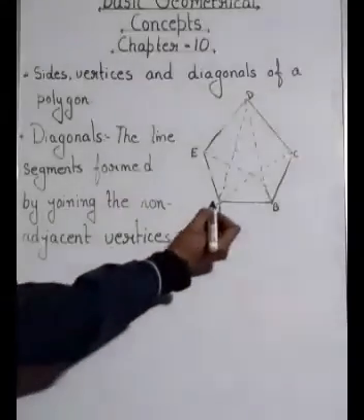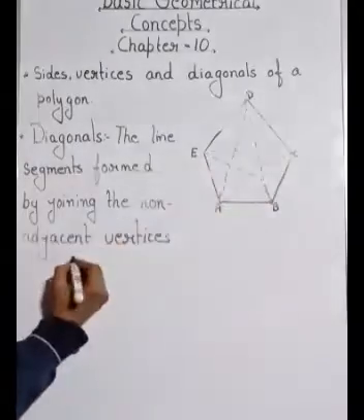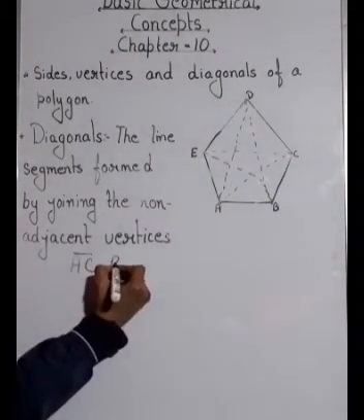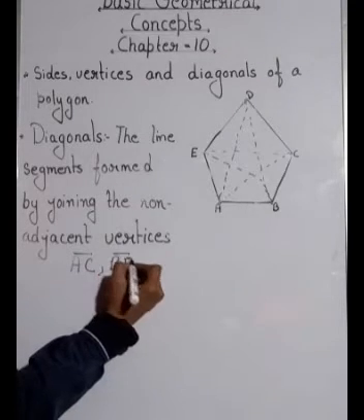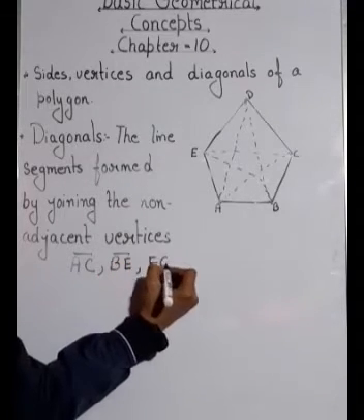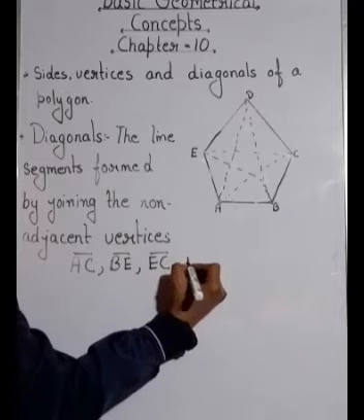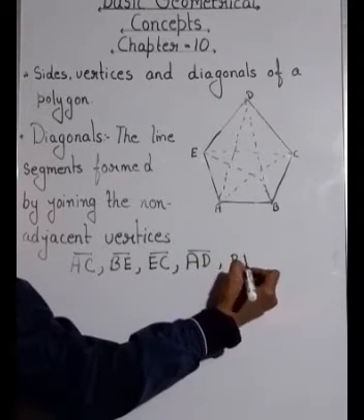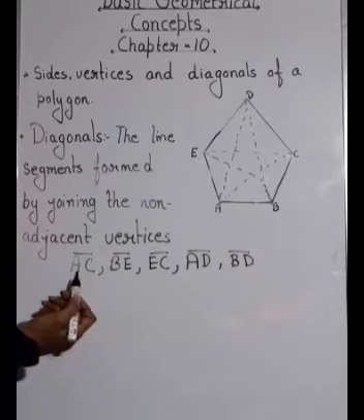So what are we getting? First we are getting AC. So you will write AC, then your BE, okay, then your EC, next is your AD, and then we are having BD. It means how many diagonals?